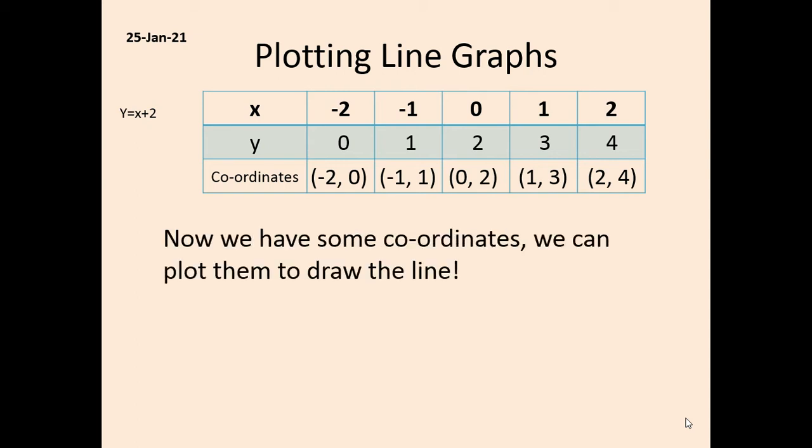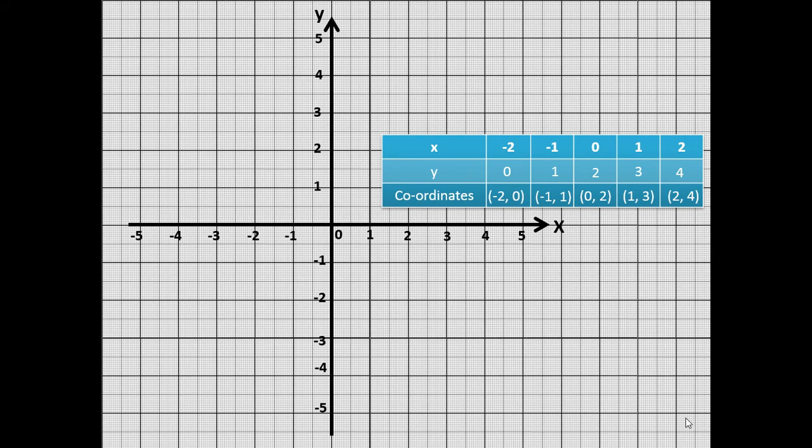So we have the coordinates. We can plot them to draw the line. So plot all the coordinates first. So -2, 0. Then the next one is -1, 1, 0, 2, 1, 3, and 2, 4. Now you can clearly see those coordinates there. It follows a straight line. So what can I do? Draw a straight line, joining all the points together and extending it. So you have a nice straight line. And there you go. You've plotted your line graph.